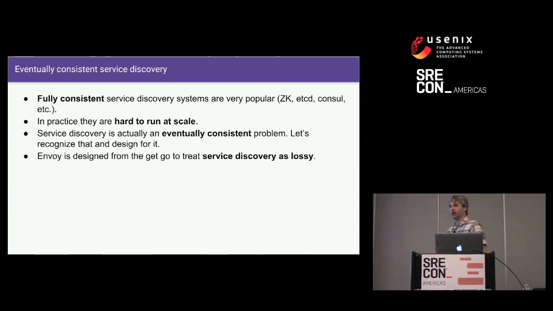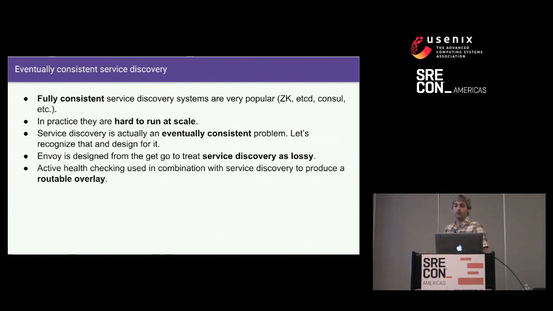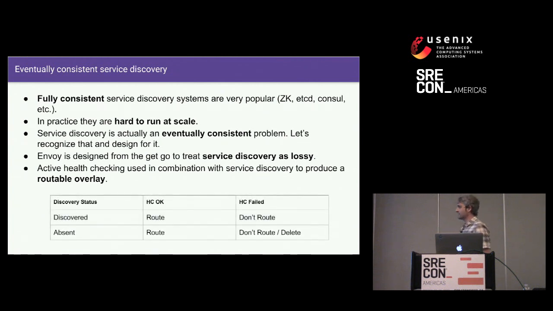So we assume that hosts come and go. We assume that the service discovery service can basically be killed. And what we end up doing is we use active health checking from each Envoy along with the service discovery service data to produce a routable overlay. And this gives us this 4x4 matrix. And if you look at this matrix, what's really important here is we trust the active health checking data more than the service discovery service data.